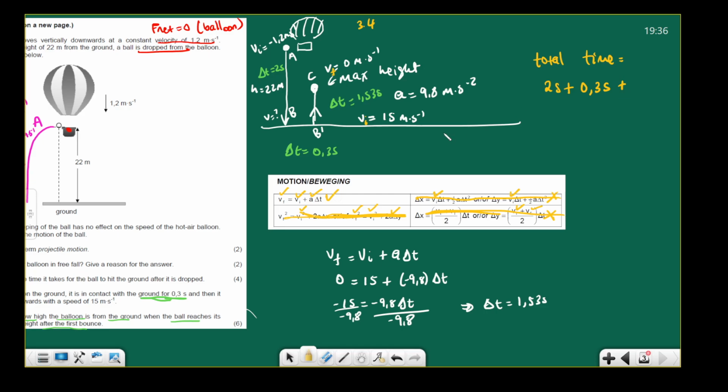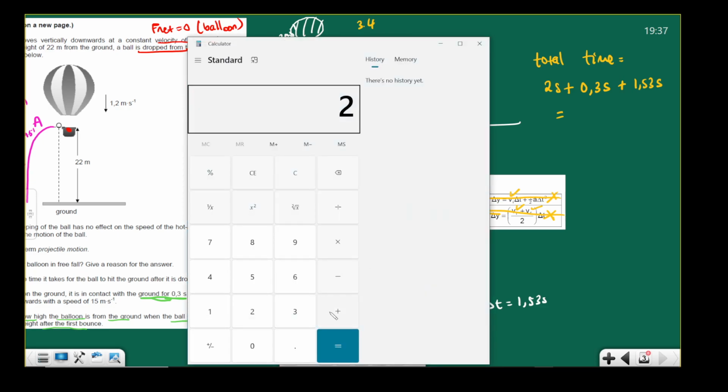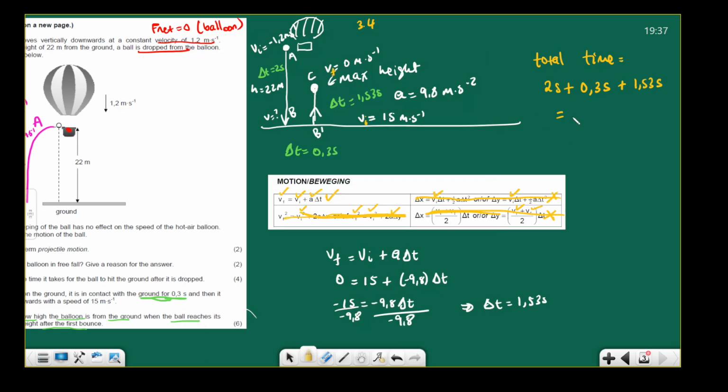And then here 1.53 seconds. Okay, so those three are the total time that the ball has traveled. So we're going to have 2 plus 0.3, and then you add the 1.53, then you get 3.83 seconds. That's the total time.